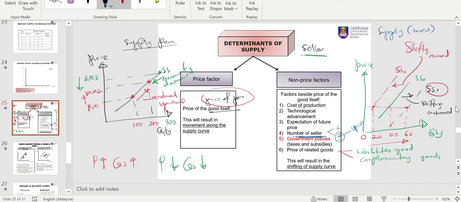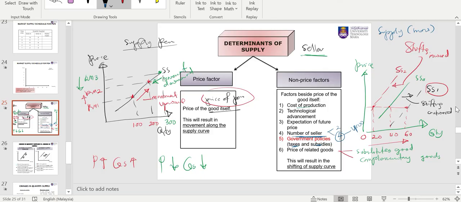Well, in terms of government policy, in terms of taxes and subsidies, I think you can think of this on your own because taxes is the burden to the seller. Why? Because the government is taking your money. Betul tak? As a seller, you need to pay tax to the government so that the government has revenue in order to develop the country. But even though you know the outcome of tax is good, but as a seller, of course, when you need to pay to the government, your money is less, you will feel burdened.